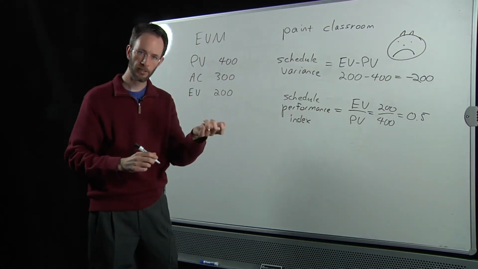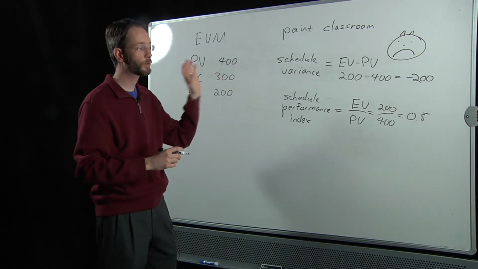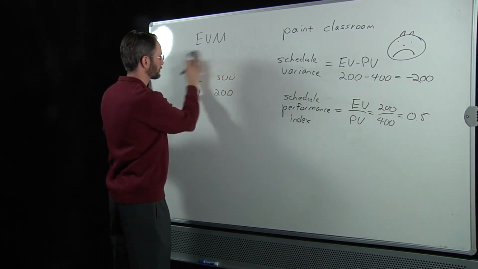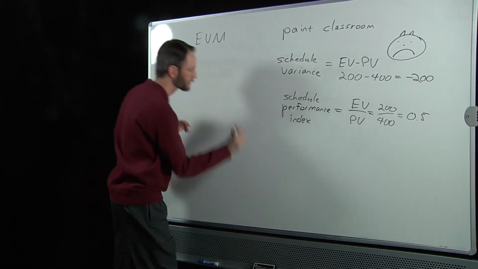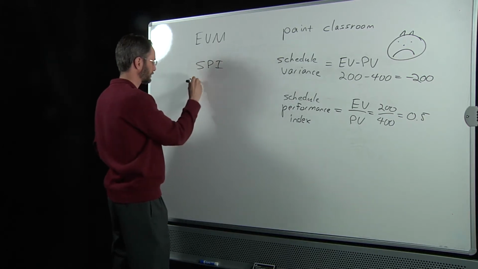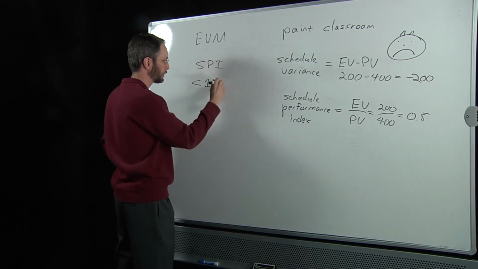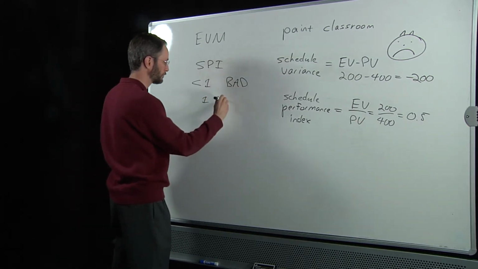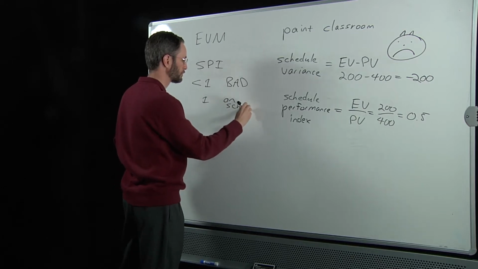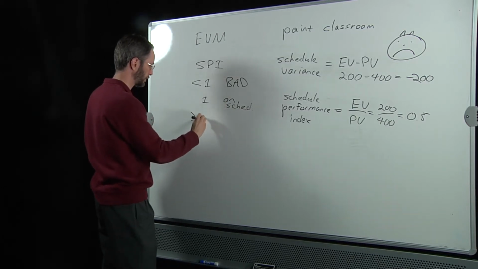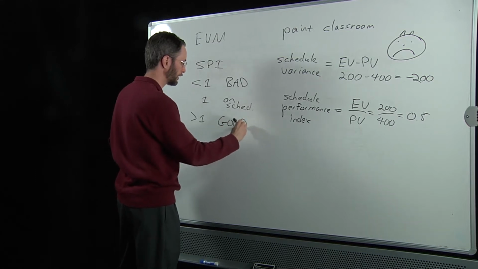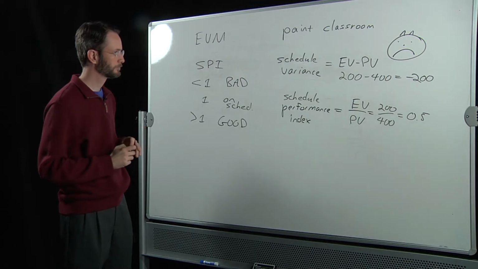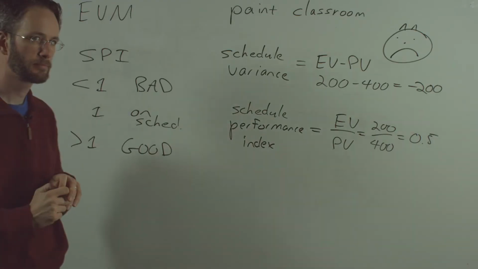This project is over budget and behind schedule according to these measures so far. So again, similar to cost, schedule performance index less than 1, bad. That means we're behind schedule. 1, on schedule, and greater than 1 is, quote, good. We are ahead of schedule, basically. So far, so good?